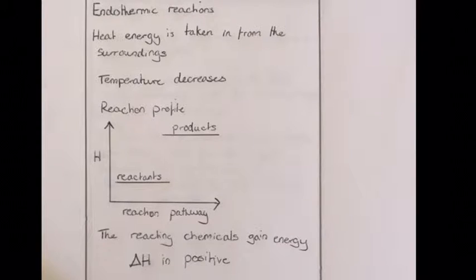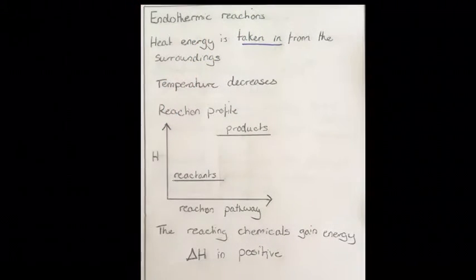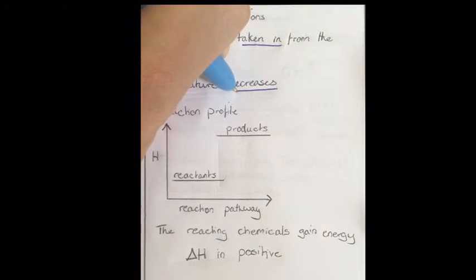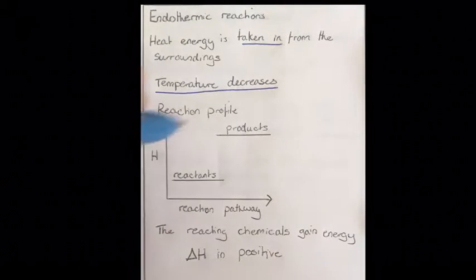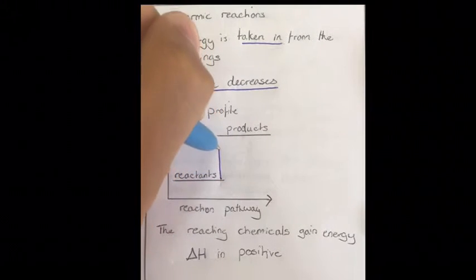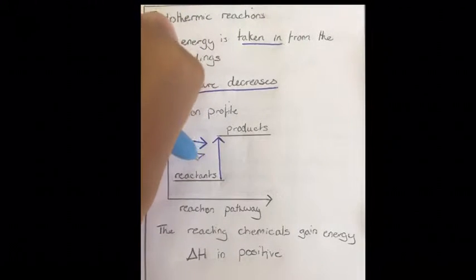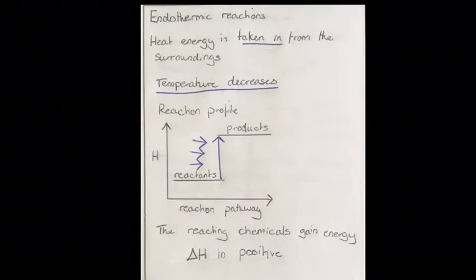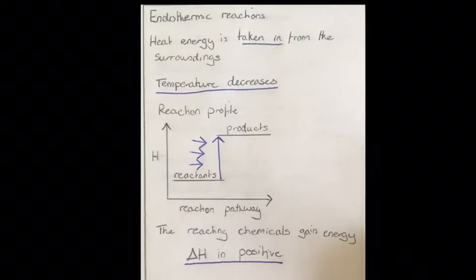We also have endothermic reactions. These are reactions where heat energy is taken in from the surroundings. This means that the temperature decreases. These are the reactions that feel cold if you hold the test tube in your hand. If we look at the reaction profile again, the reactants start out with a low enthalpy and then they take in heat energy from the surroundings, so finish up with a higher enthalpy. This is why the overall enthalpy change in the reaction for endothermic reactions is positive.